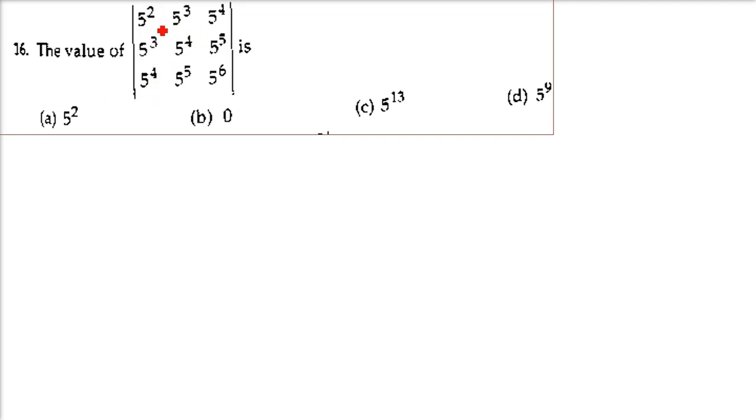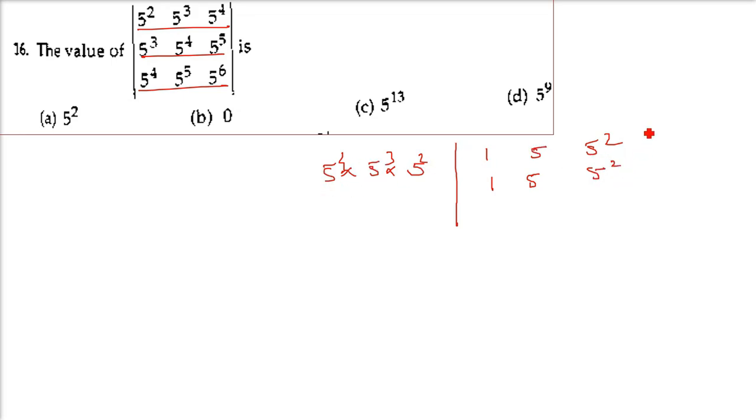So this kind of question we have already done. So what we'll do here is, from the first row or the column, it is up to you, I am taking 5 square from the first row, 5 cube from the second row, and 5 raised 4 from the third row. So what all is remaining? This is 1, 5 and 5 square. From the second row we are taking 5 raised 3, so 1, 5 and 5 square will come. Then from the third row we take again 5 to the power 4 common, so you get 1, 5 and 5 raised 2.